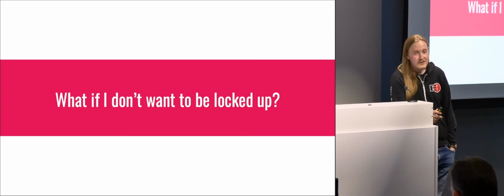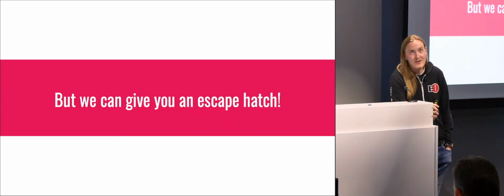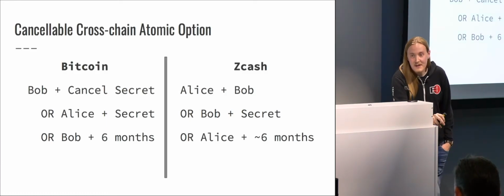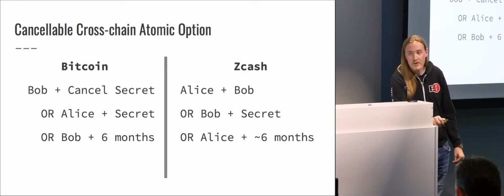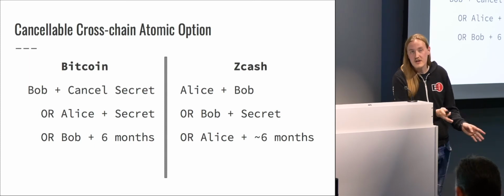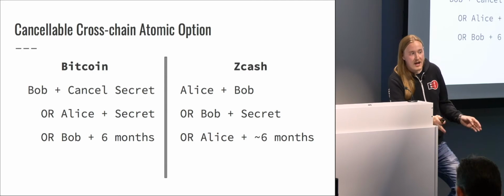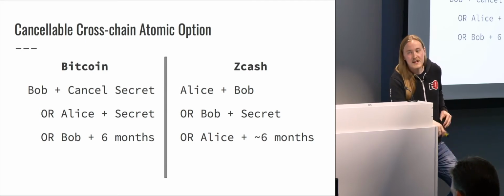So there's a few different ways around this, and I'm going to cover one of the easier ones, which is, well, you have to be locked up, but we can give you an escape hatch. So we can make an option across chains that is atomically cancelable. So we have the option contract from earlier where Bob gets to decide whether exchange happens. In this case, Bob gets to decide whether exchange happens or whether the option gets canceled and everybody gets their money back immediately.